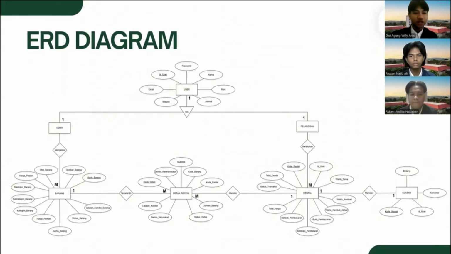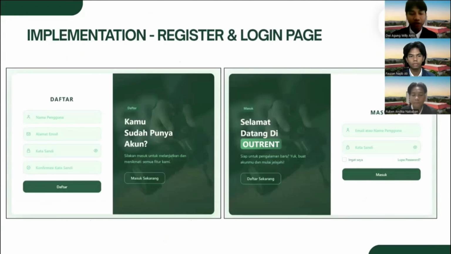Okay, and then for the ER diagram, we have 7 entities, where user is generalized into either admin or customer. For the customer flow, the customer could do a rental, and after they do a rental, they could give a review. And then the admin could manage the items, and the items are recorded in many rental data, and many rental data belong to one rental. Okay, the next will be explained by Ruben.